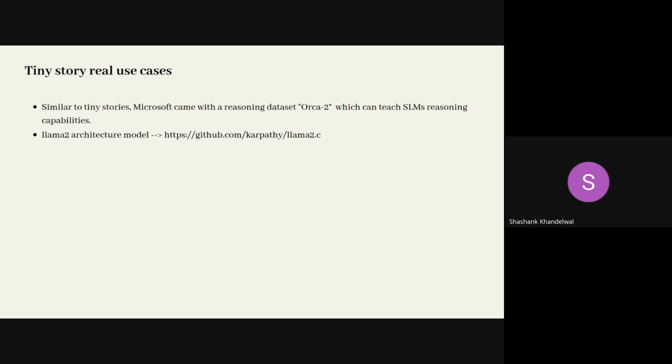Again, this Llama 2 architecture is a famous thing, but this Llama 2 architecture is itself using this TinyStories data set. If you go and check the data set used by these models, it's TinyStories only.